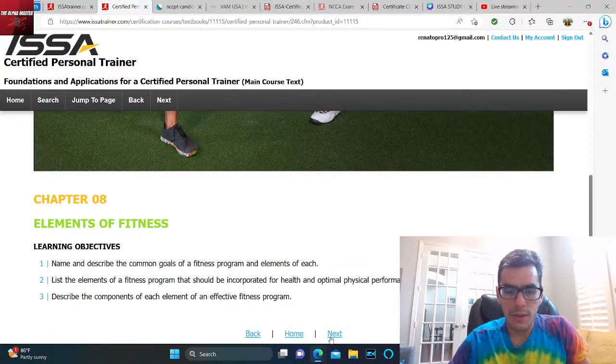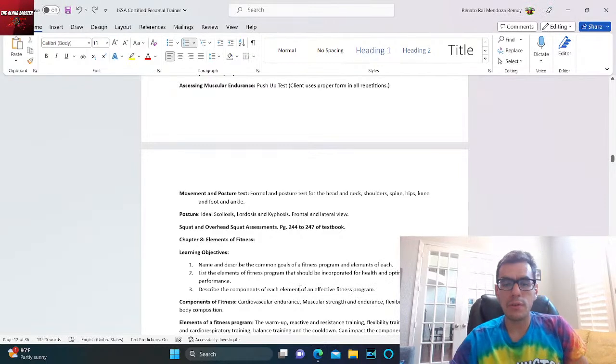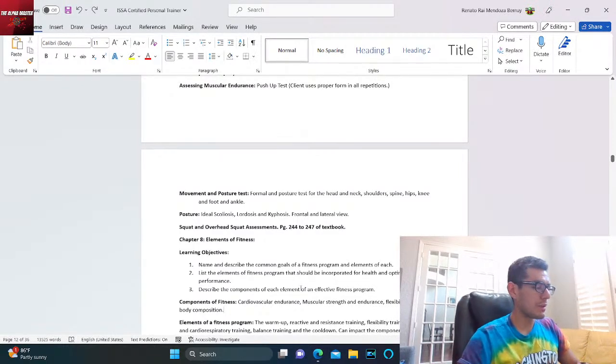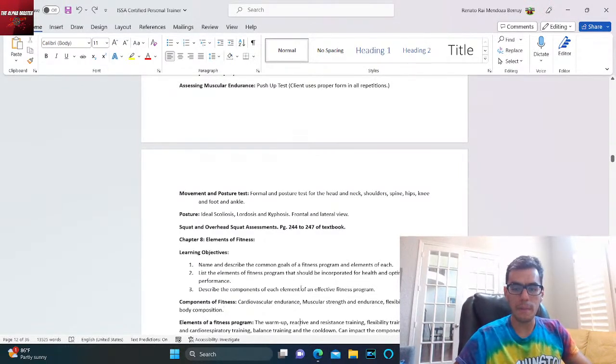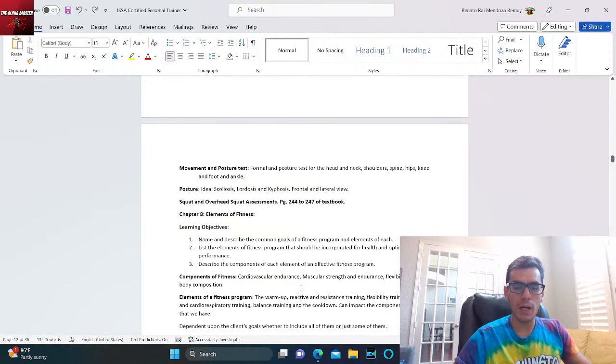So those are the 3 learning objectives for this one. The components of fitness are cardiovascular endurance, muscular strength, muscular endurance, flexibility, and body composition. The elements of a fitness program are the warm-up, the reactive training, the resistance training, the flexibility training, the core training, cardiorespiratory training, the balance training, and the cool down.